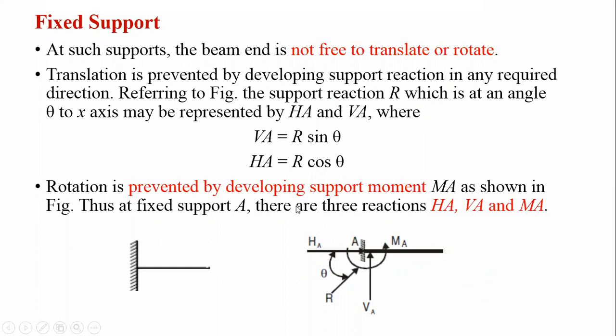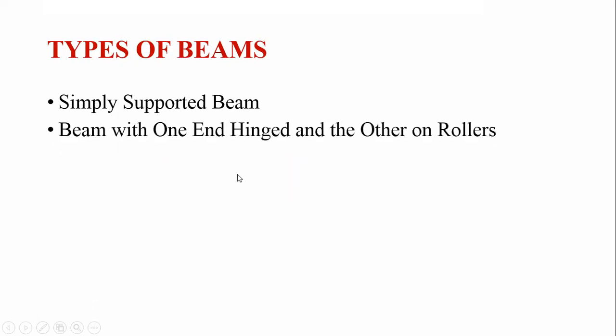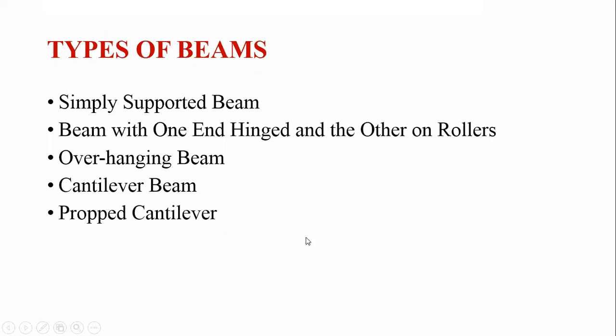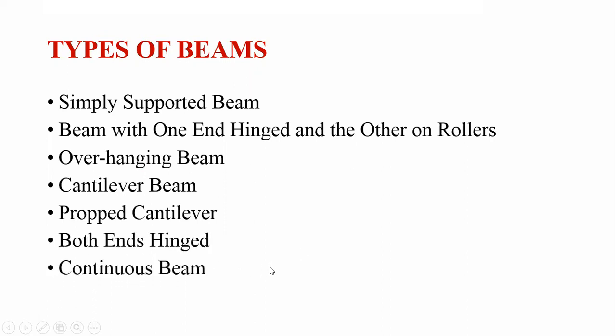Now, depending upon these types of support, the beam is further classified. Let us see the types of beams. Types of beams: very first, simply supported beam, a beam with one end hinged and the other roller. Then overhanging beam, cantilever beam, propped cantilever beam, both-end hinged beam, and continuous beam. There are various types of beams depending upon the types of support.